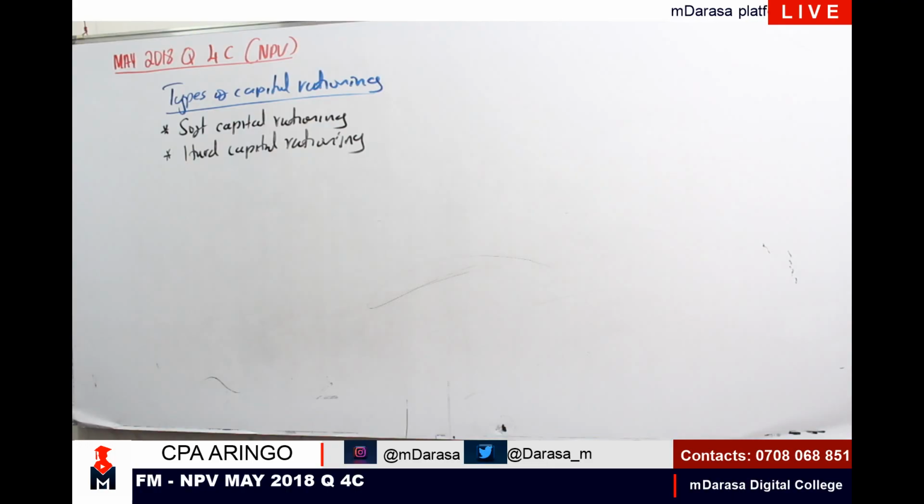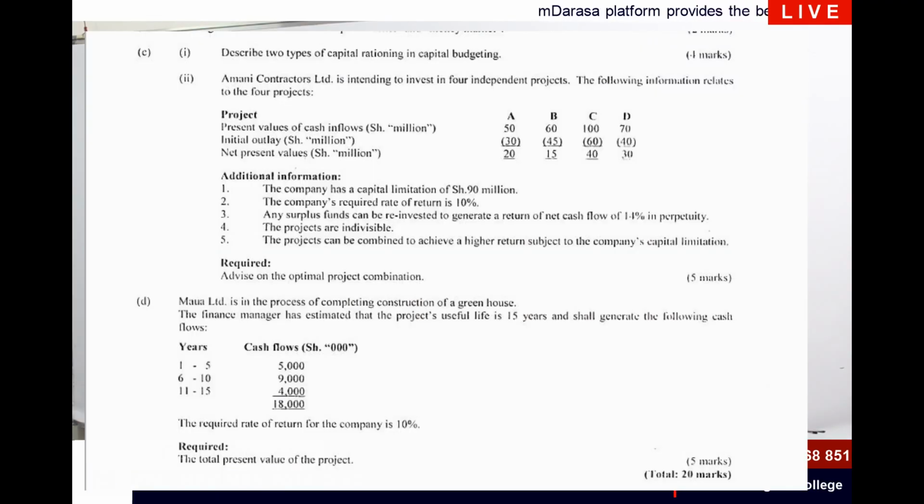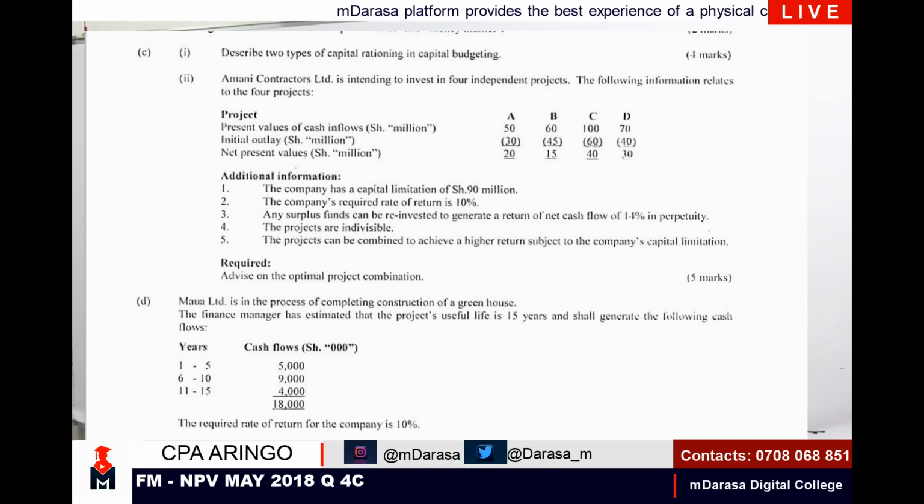Now, the other case. We've handled part C1. Part C2, you are told that Amani Contractors Limited is intending to invest in 4 independent projects. The information relates to the 4 projects, A, B, C, and D. I'm given the present values of cash flows in millions. Initial outlay I'm also given there. I'm also given the net present values. Of course, you're talking of present value minus initial outlay. That will give us our NPV.